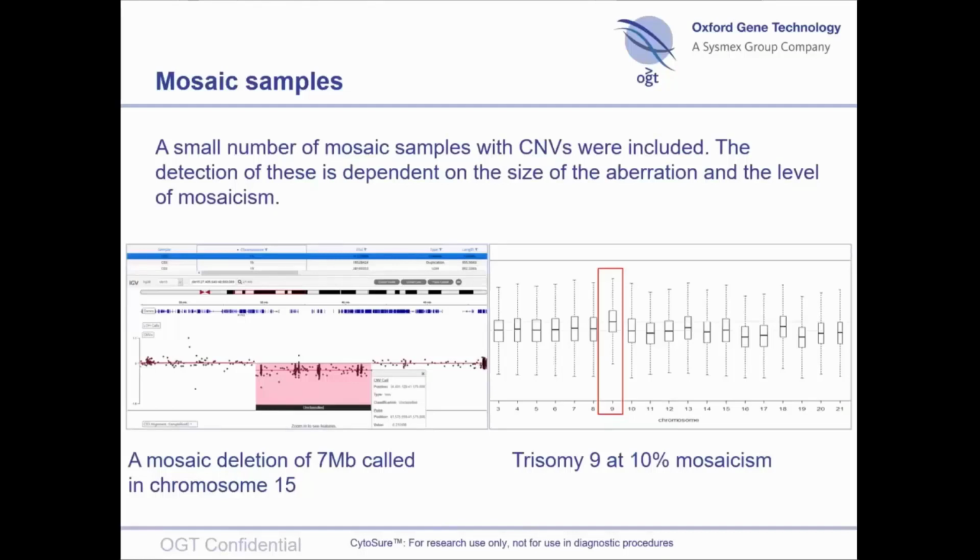If the aberration is of a large size, as in the aneuploidy plot on the right, which shows a 10% trisomy 9, whilst it was not able to be called by our protocol as the mosaicism was under 50%, we are still able to visualize the aberration manually and quite clearly by summarizing the counts over the whole chromosome.